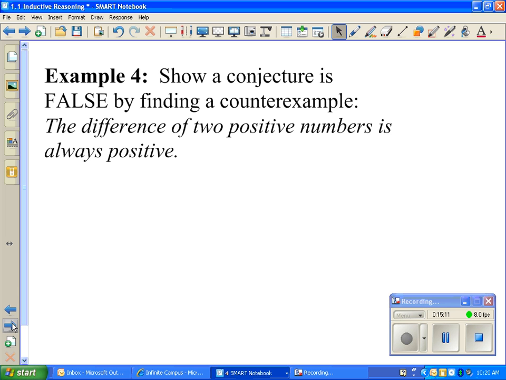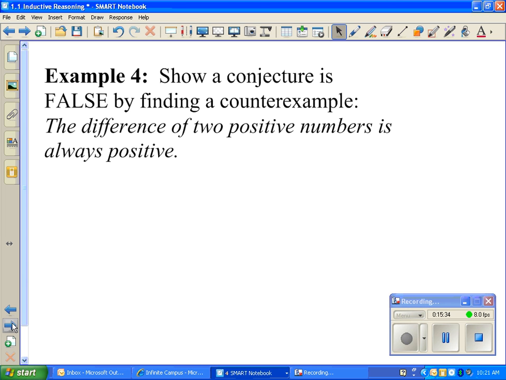All right. I want to show the conjecture is false. So anytime it wants me to show something is false, I've got to find a counterexample, an example that makes it false. So let's look to see what the conjecture is. They say the difference of two positive numbers is always positive. Okay, so I want to come up with something that makes that false.